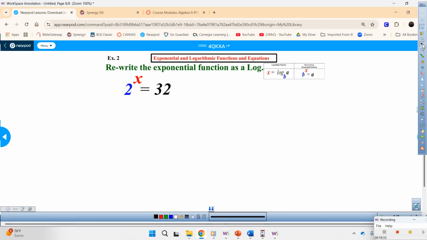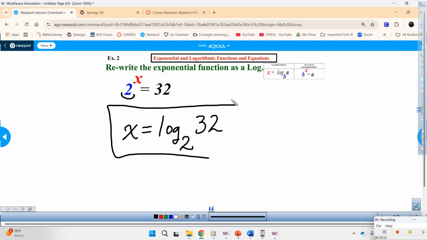All right. Let's see. This is an exponential. Now we need to write it as a log. What do I write first? Tell your neighbor, what would we write first? Everyone? X is correct. Equals log. What is our base? 2. Base 2 to get 32. Hands if you got that by yourself. All right, let's do another one.